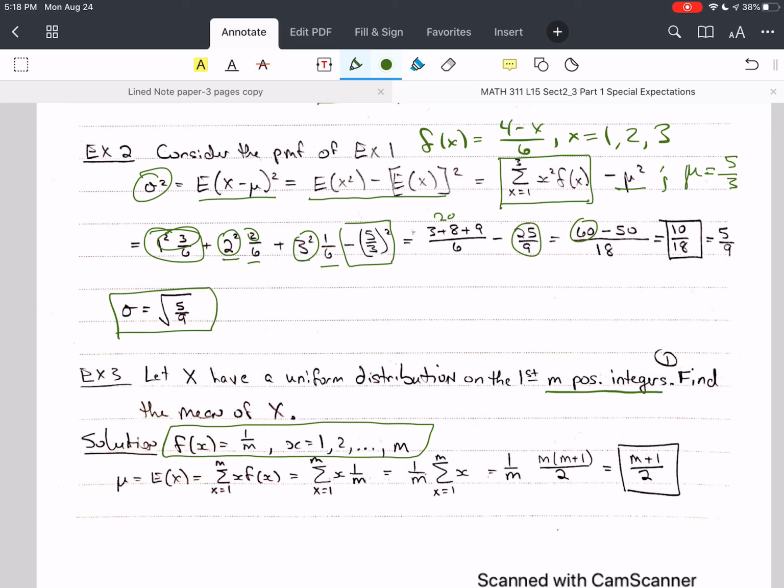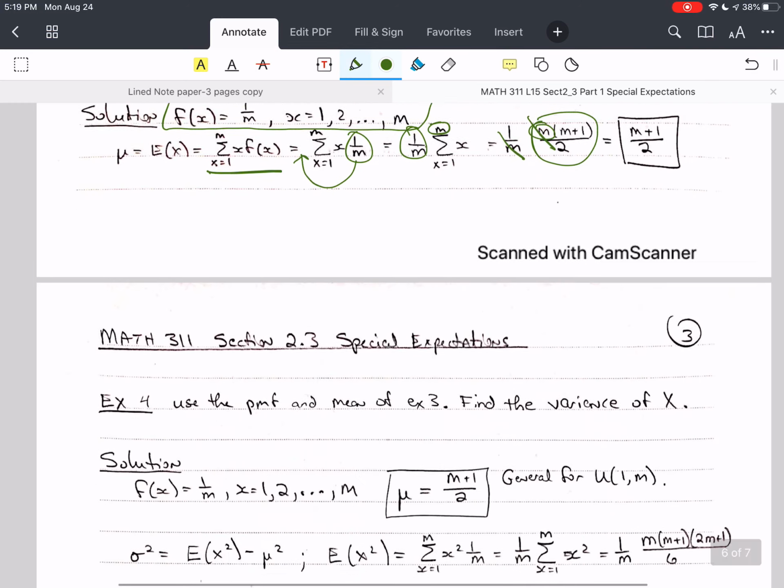So the mean, E of x, is the sum of x times f of x. X goes from 1 to m, but f of x is 1 over m. 1 over m is a constant with respect to x. There's no x here, so we can pull it out. So we have 1 over m here, and then we have the sum of x from 1 to m, and we use our fact that is on our sheet. Whatever here is here at the top of the summation, the last number, goes here. So in this case, it's m times m plus 1 divided by 2. But this m and this m cancel, and we're left with m plus 1 divided by 2.